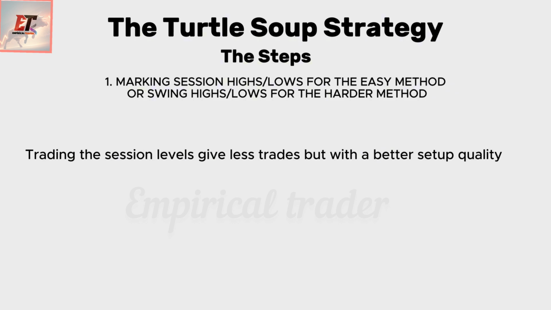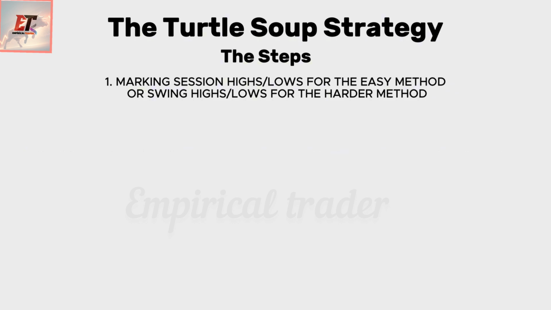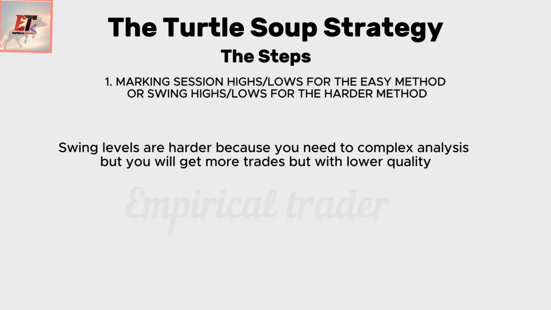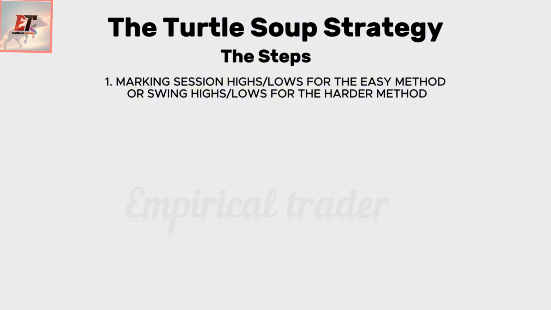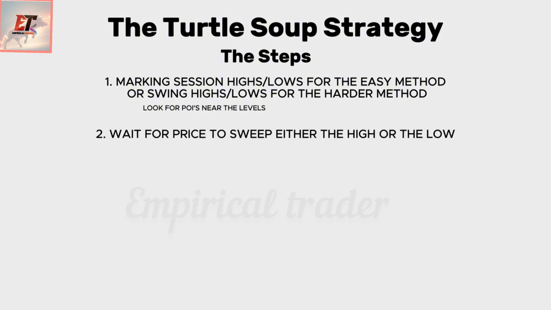And if you choose not to do it, you can trade swing liquidity levels if you have the skills to identify those levels. And you might find out that you are going to have many more setups, but a little less valid ones with lower quality. It is also preferred if you look for points of interest near those highs and lows. The points of interest can be fair value gaps, order blocks, supply and demand zones, and so on, and then we wait for price to sweep those highs and lows, which is step number 2.